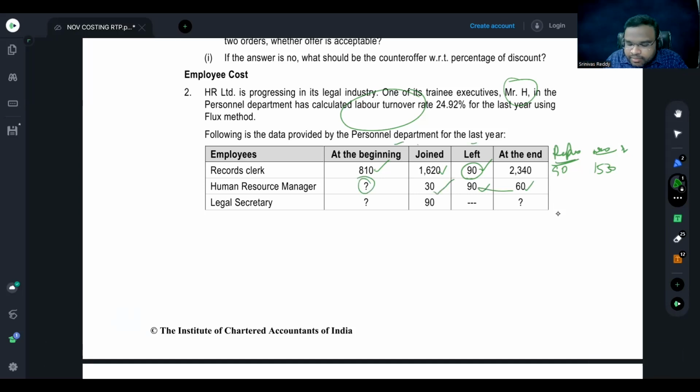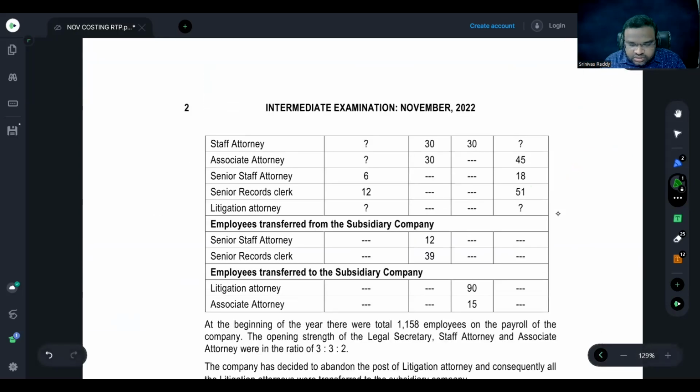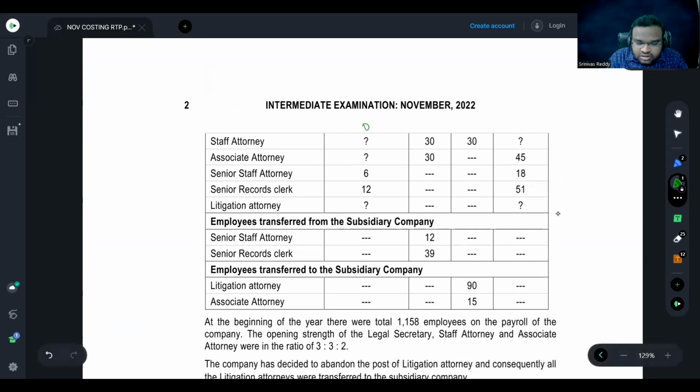Human resource manager: opening we do not have, joined 30, left 90, closing 60. Normally, opening plus joined minus left gives closing. Now we need to do reverse. 60 plus 90, 150, minus 30, 120. So if it is 120 in the beginning, 120 plus 30, 150 minus 90, you are getting closing of 60. Legal secretary: opening I do not have, joined 90. At the end, I need to calculate it. Staff attorney: opening I do not know, it is joining, left, closing. Associate attorney, senior staff attorney, senior records clerk, litigation attorney.